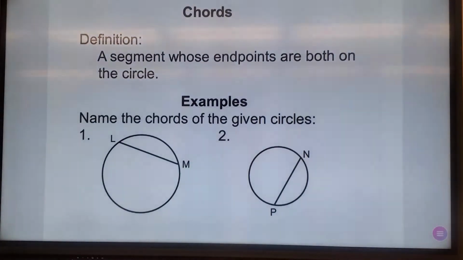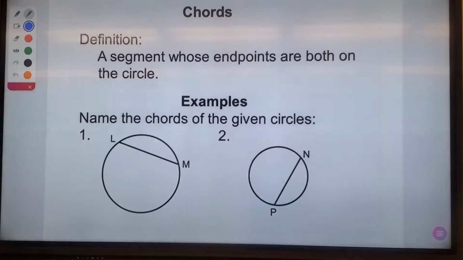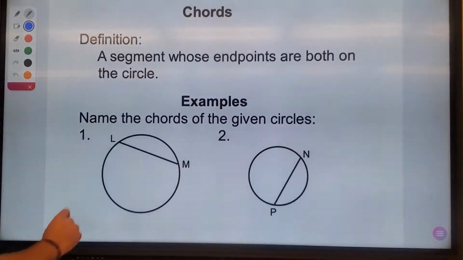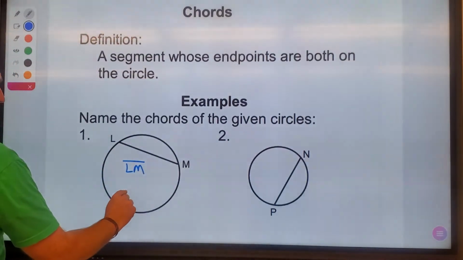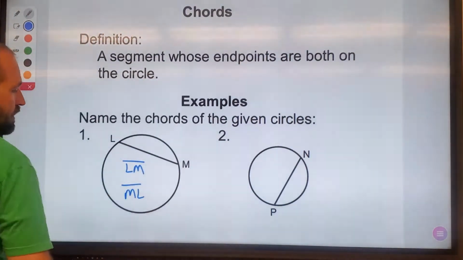Moving on to chords. Chords are any line segment whose endpoints are both on the circle. So for number one there, name the chords of the given circles. This is similar again in nature to a radius, that I have two letters. Preferably you would put them in alphabetical order, but again, if you don't, that's totally fine. Okay, as long as you use the two letters that are on that line segment. Okay, so number one, I would take, and preferred answer would be LM, but I would also take ML as an option.